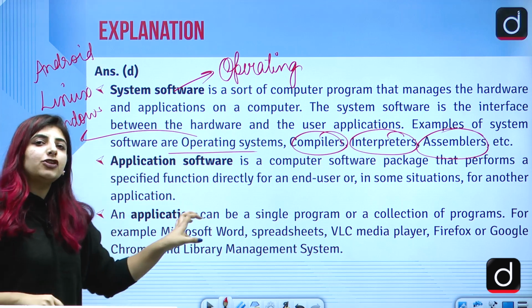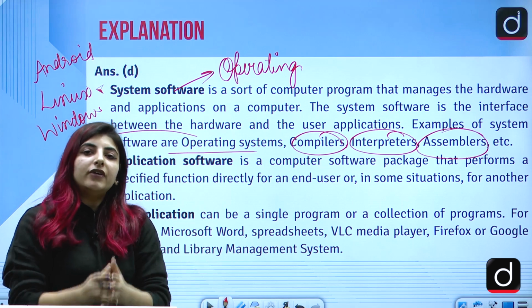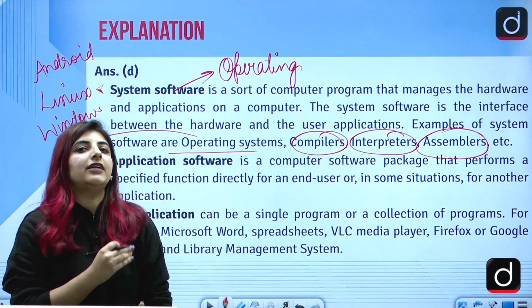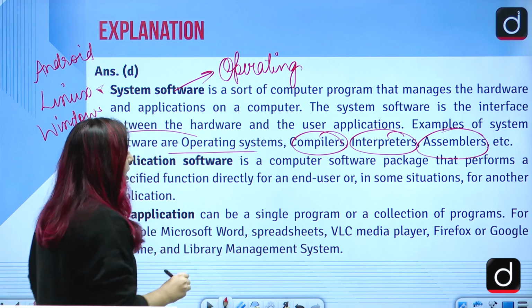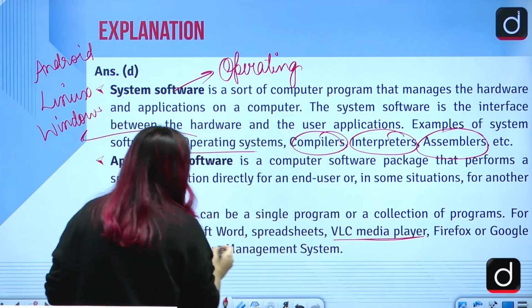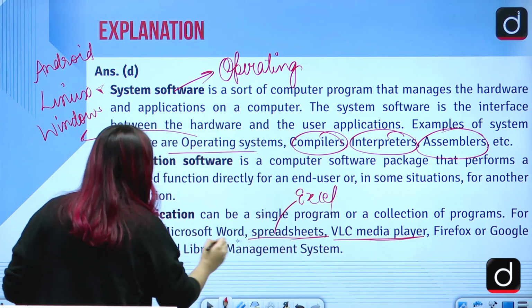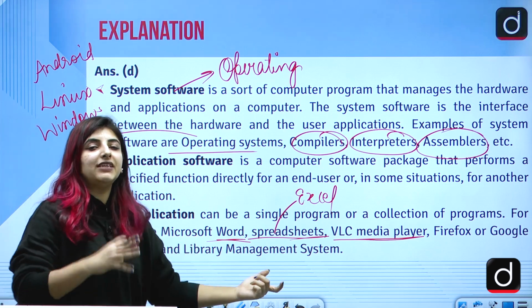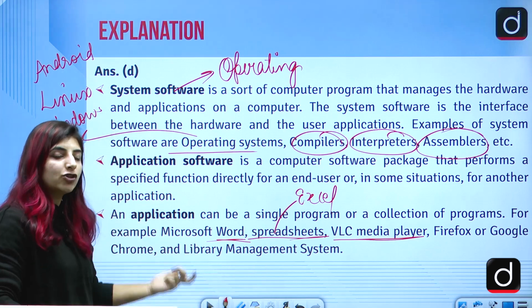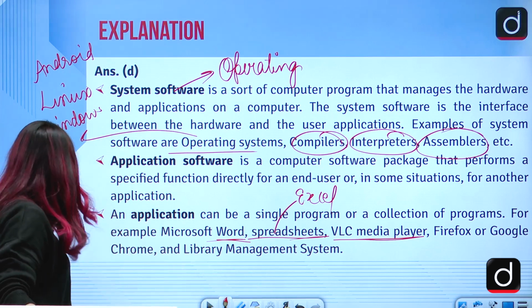Correct? Application software, on the other hand, we have talked about the web browsers as well. The application softwares are simply the applications which are installed on your computer for specific purposes. For instance, we have VLC media player, spreadsheet, which is MS Excel, Word, even library management system. These are certain application software which are installed in your computer for certain applications to work or run.